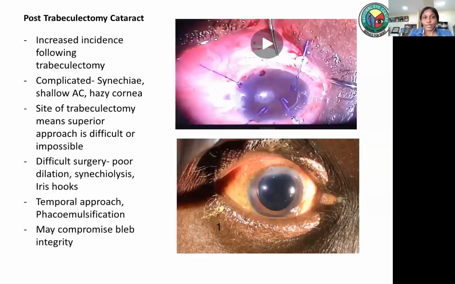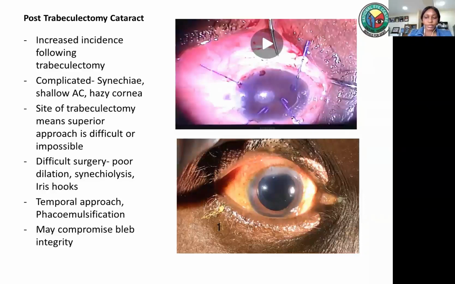Now, there are other complications that can occur after trabeculectomy. One of them is cataract formation. After trabeculectomy, there's an increased incidence of cataract formation. But it's good to note that usually it doesn't just form like that, it comes with complications. So most likely there'll be some posterior synechia, and the anterior chamber is likely to be shallow, hazy cornea, and all that. And also there's a challenge for cataract surgery here because it depends on the site of the initial trabeculectomy.